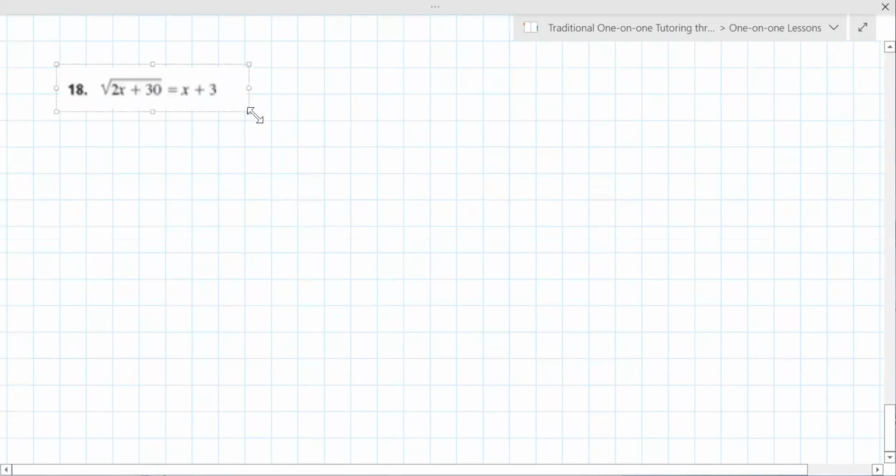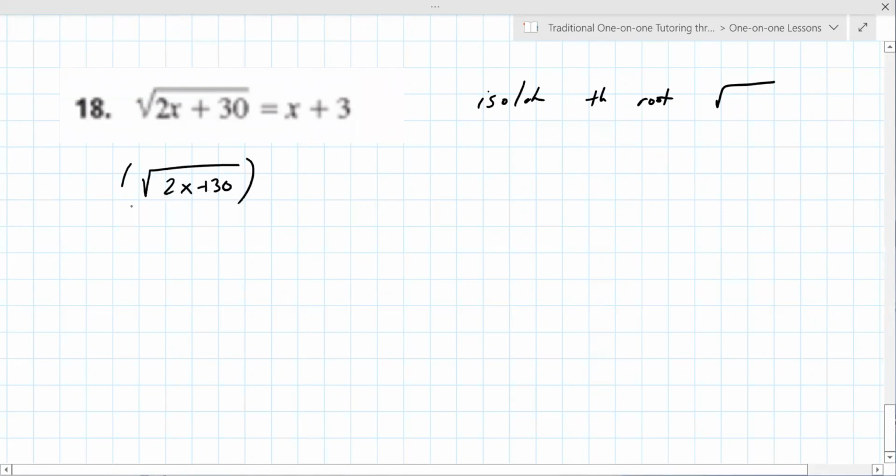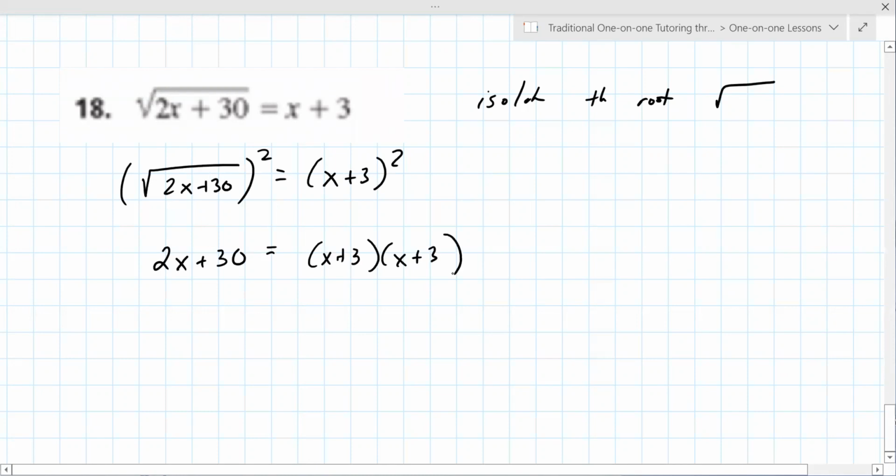Number 18 we'll look at next. So again, you want to isolate the root, and you've already done that. On the left, it's already isolated. So you feel good. You're like, okay, I know what to do. I'm going to square both sides. On the left side, it just undoes the root. The right side, I always recommend writing it out as a multiplication of binomials. Can you FOIL that for me on the right, please? Yes.